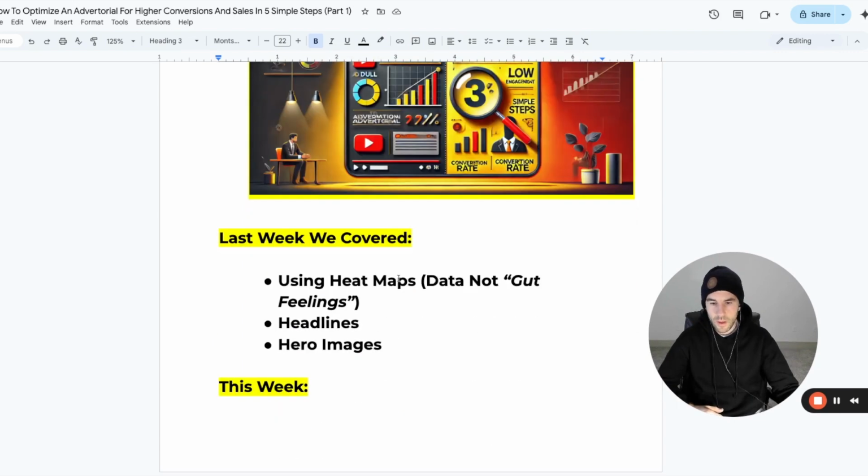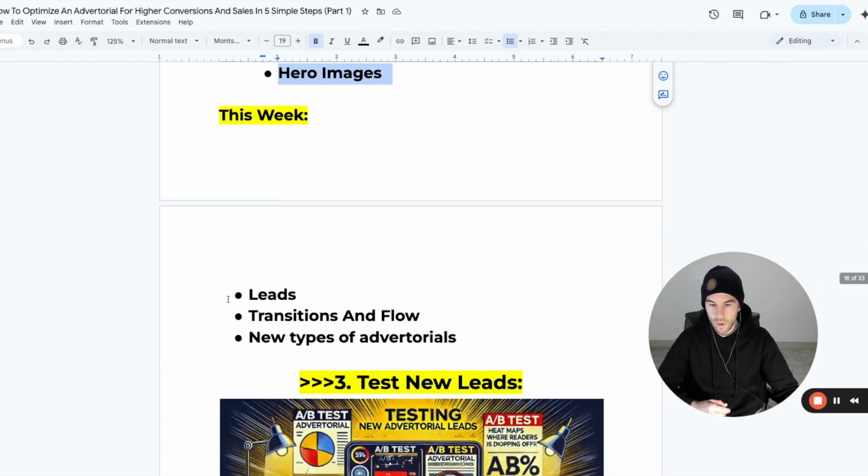Now, last week, we went over using heat maps so that you're making all your decisions for your advertorial based on data instead of gut feelings. Gut feelings don't mean shit. We're in marketing. It is a data-driven industry. We also looked at why headlines matter and different styles of headlines that you can take. I gave a lot of examples in that. And then we also discussed the importance of hero images and examples of different hero images that you can use. But today, we're going to be hopping into leads, transitions, and new types of advertorials to test.